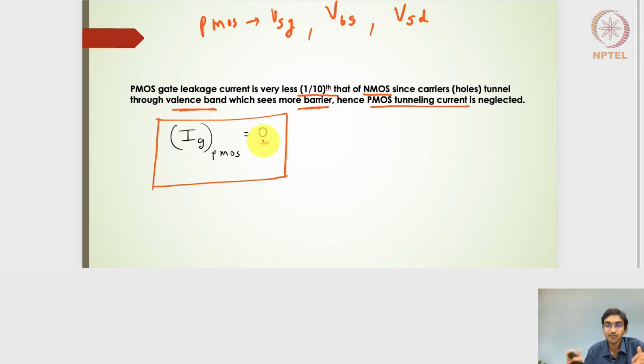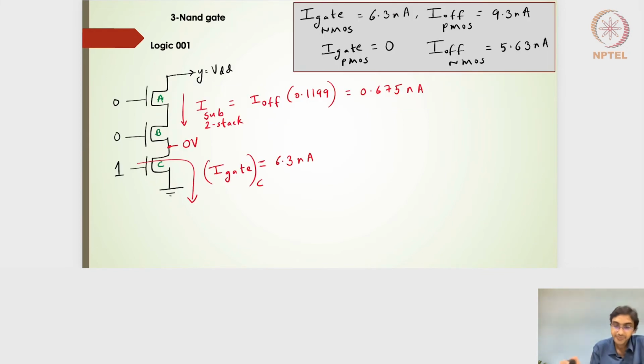And finally, we will sum up all the leakage currents, including the gate leakage current and the subthreshold leakage currents, and then try to evaluate or analyze what is the leakage power, also referred to as the static power. Right? So I hope this is clear.